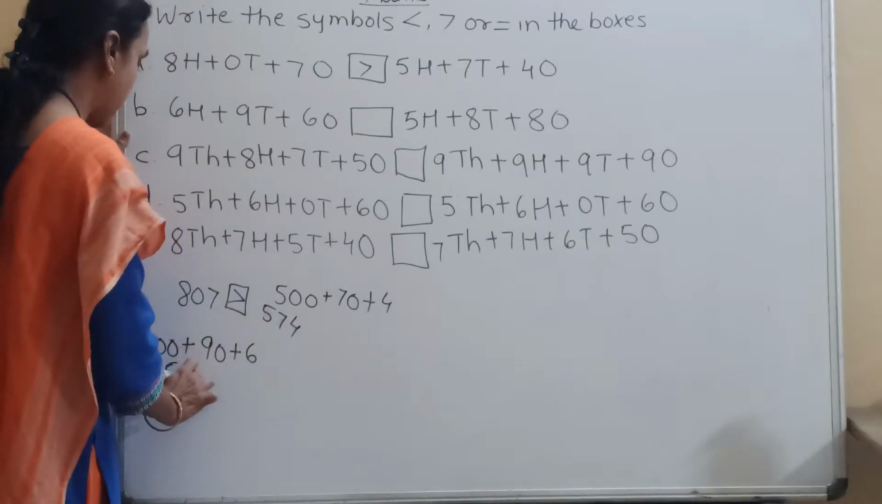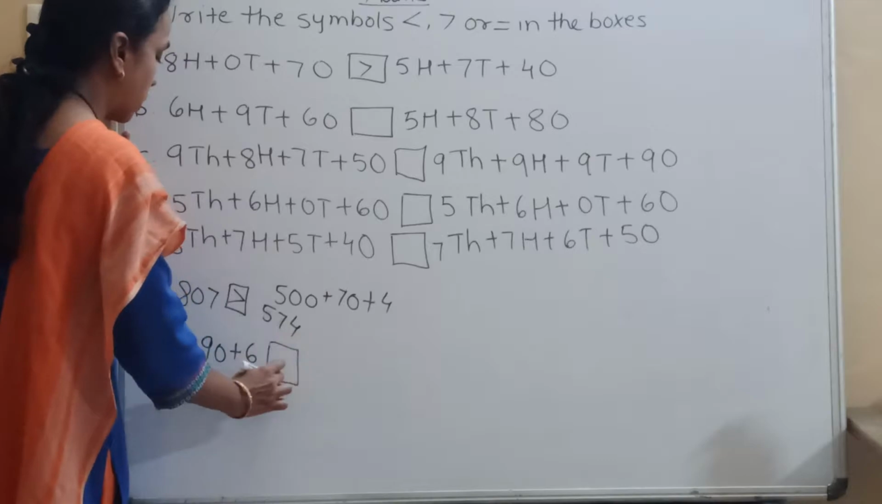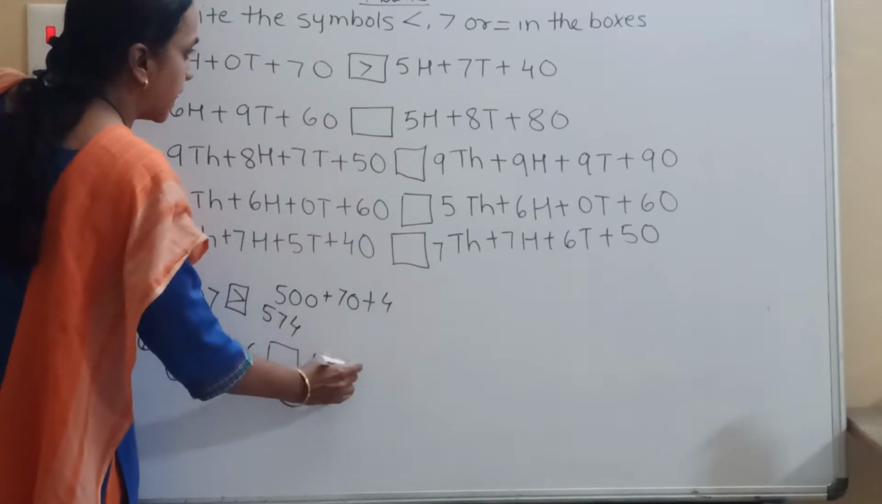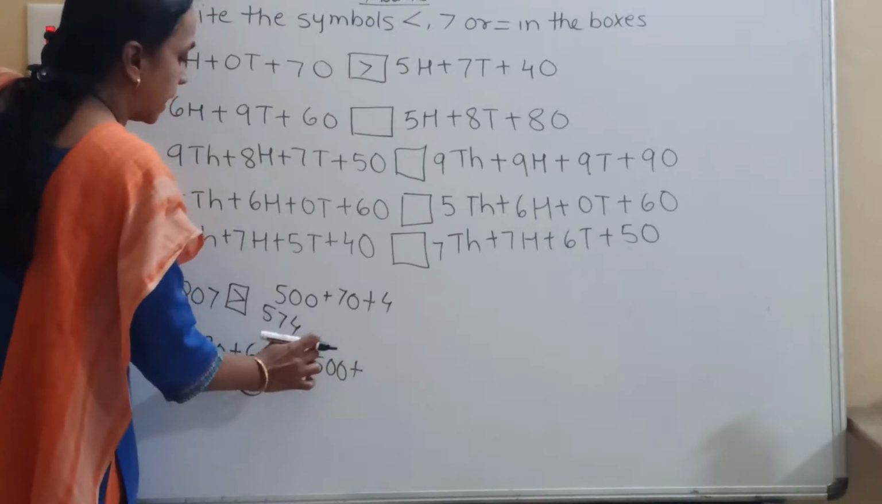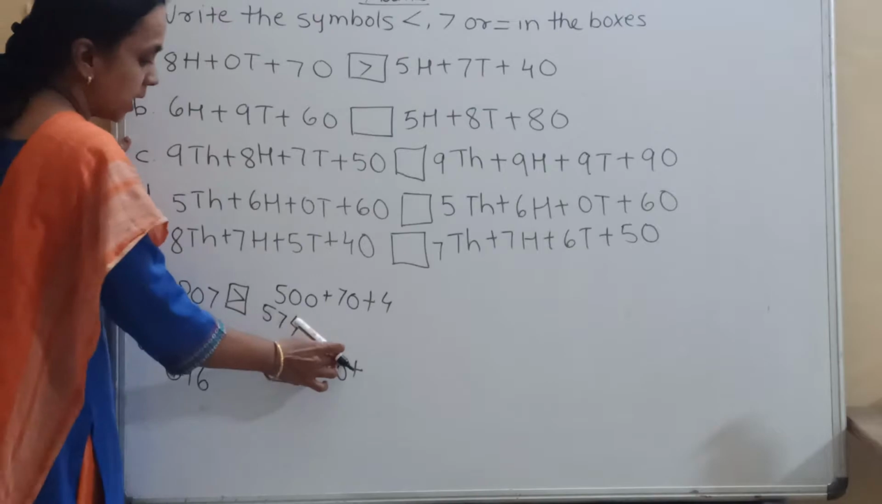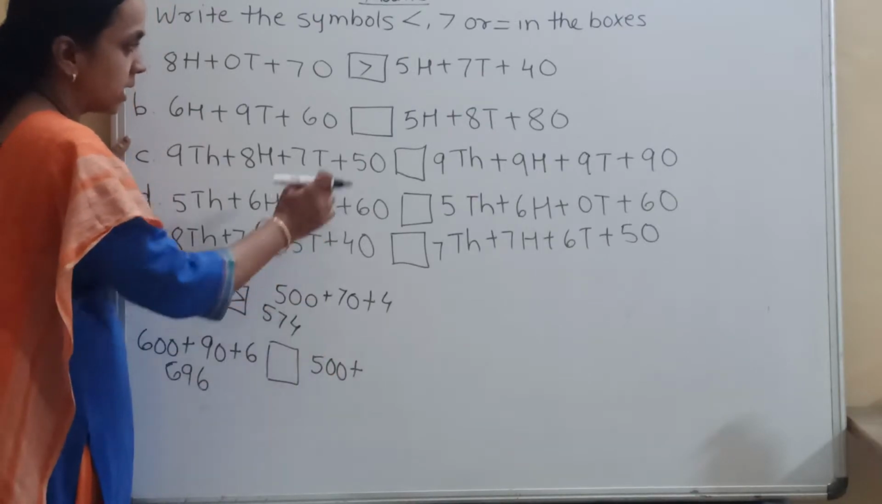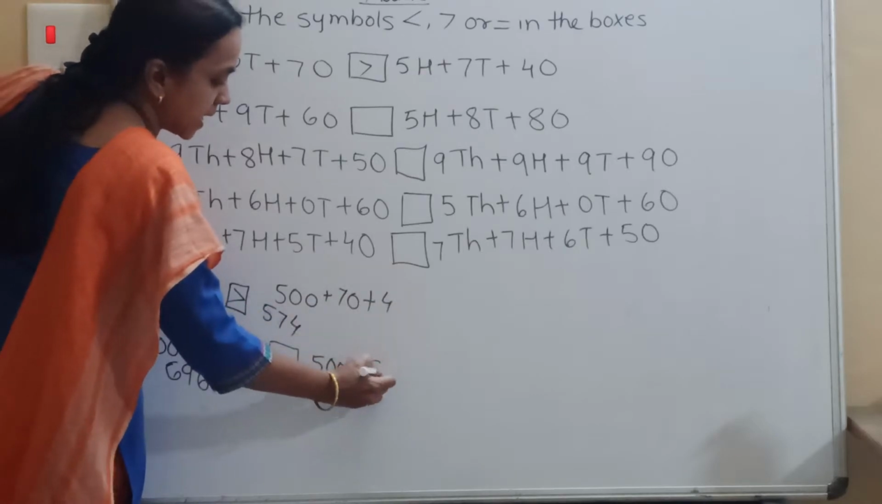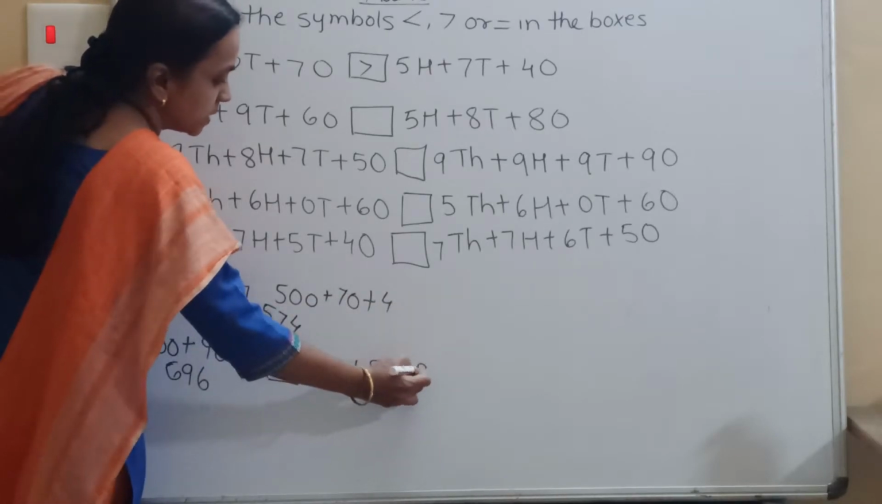696 is our answer. And what is given to this side? 500, write down. Then no need to write anything here. You just write down answers here. You just see how we are solving these examples. 500 plus 8 tens means 80, plus 8 ones means 8.